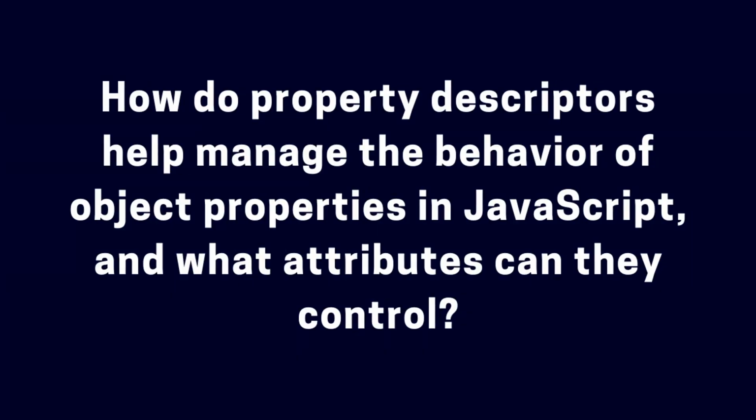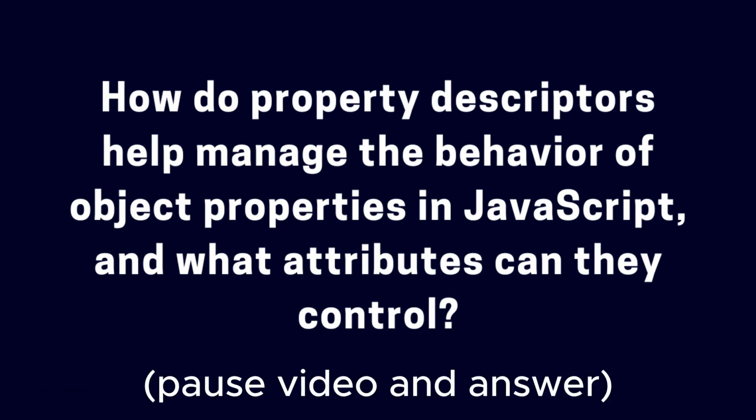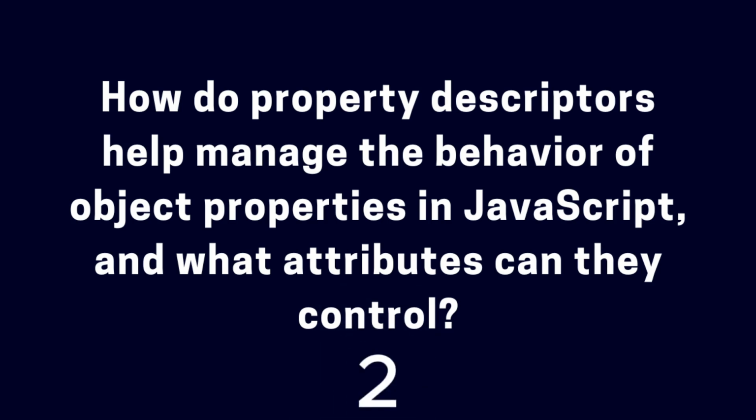How do property descriptors help manage the behavior of object properties in JavaScript, and what attributes can they control? Property descriptors in JavaScript help manage the behavior of object properties by allowing you to control specific attributes of those properties. The attributes they can control are enumerable. This determines if the property shows up in the for-in loop and Object.keys. Writable. This determines if the property's value can be changed. And configurable. This determines if the property descriptor can be changed and if the property can be deleted. Using property descriptors, you can precisely define how properties behave, making your objects more secure and predictable.